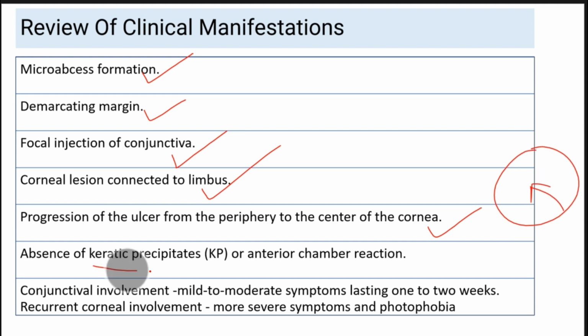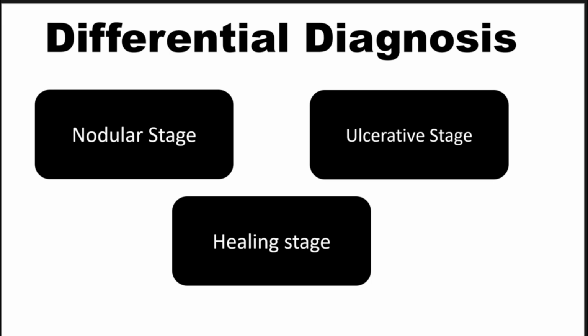You are not going to find any keratic precipitates or anterior chamber reaction. So what I mean to say is the inflammation or the immunological reaction is going to be limited to the cornea and conjunctiva. When we talk about the conjunctival involvement, you are going to find mild to moderate symptoms which will last for 1 to 2 weeks. When we talk about the corneal involvement, it could be recurrent and you will have more severe symptoms, photophobia, blepharospasms, and so on and so forth. So when we talk about the differential diagnosis of phlyctenular keratoconjunctivitis, we shall be discussing it in various stages. Differentials at the nodular stage, differentials at the ulcerative stage, and differentials at the healing stage.